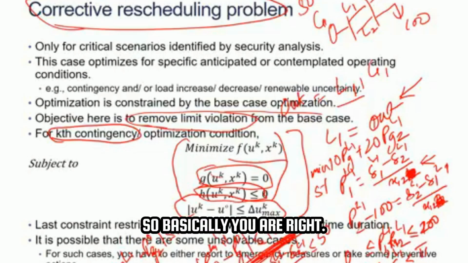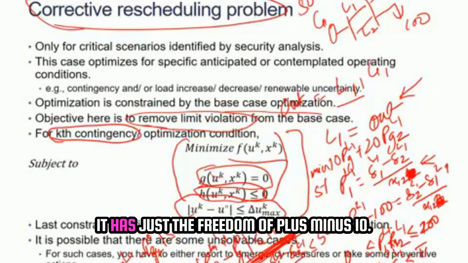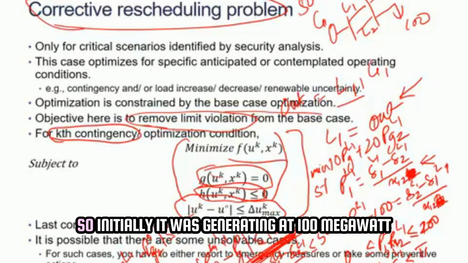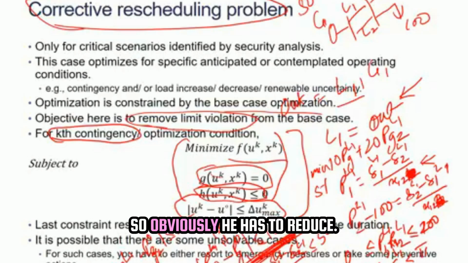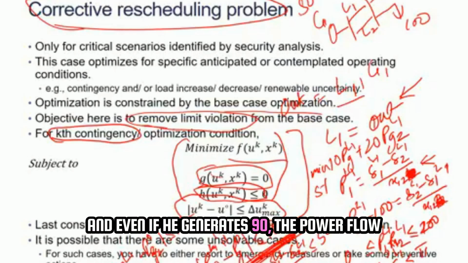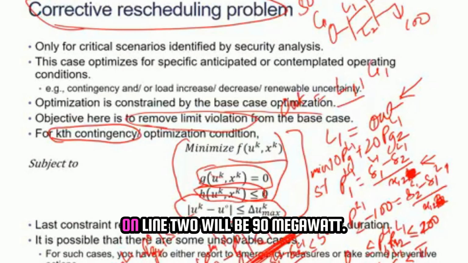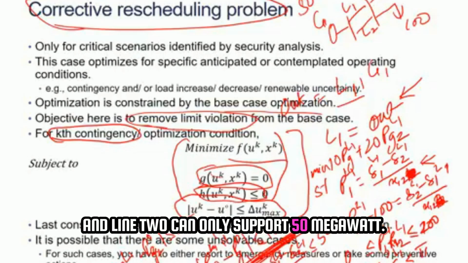So basically, you are right. L1 is out. Generator 1 has just the freedom of plus minus 10. Initially it was generating at 100 megawatt and now he has a freedom of generating just plus minus 10 megawatt, so obviously he has to reduce. Maximum he can reduce till 90, not beyond that. And even if he generates 90, the power flow on line 2 will be 90 megawatt and line 2 can only support 50 megawatt.